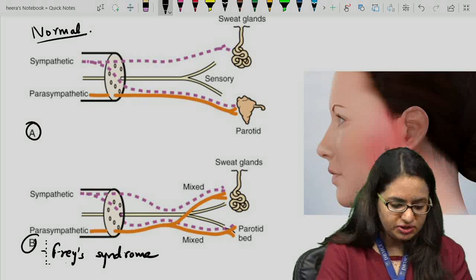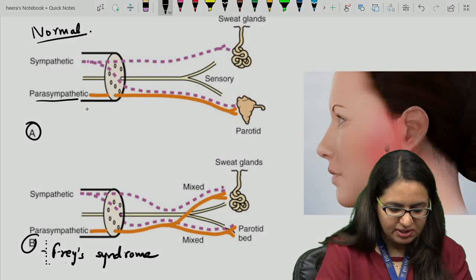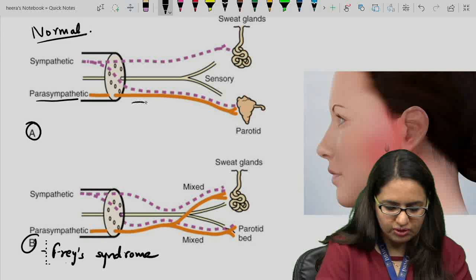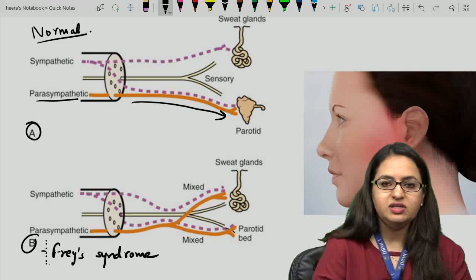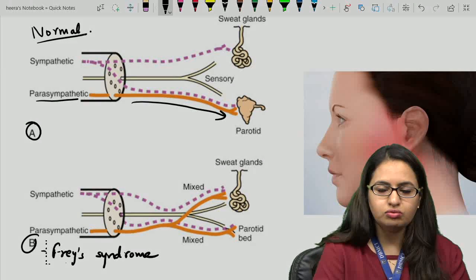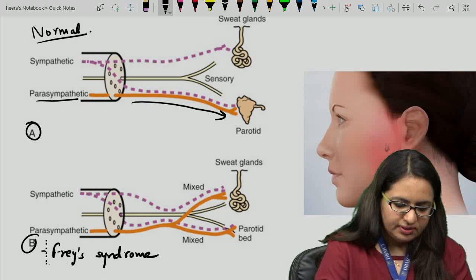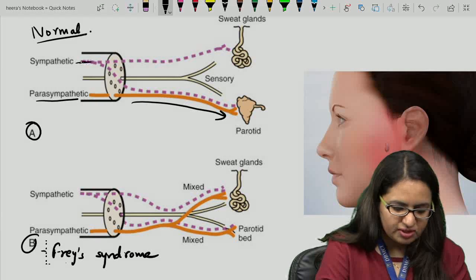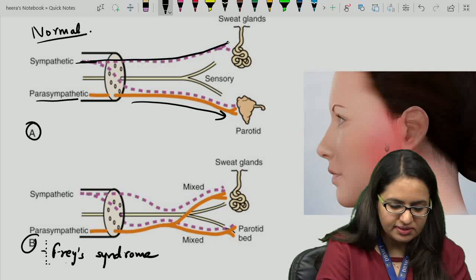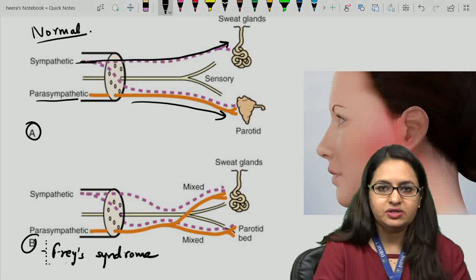Now in the normal condition, the parasympathetic fibers are simply running to the parotid gland, and these parasympathetic fibers are carried through the auriculotemporal nerve. Then the sympathetic fibers which are going towards the sweat glands are carried by the great auricular nerve.